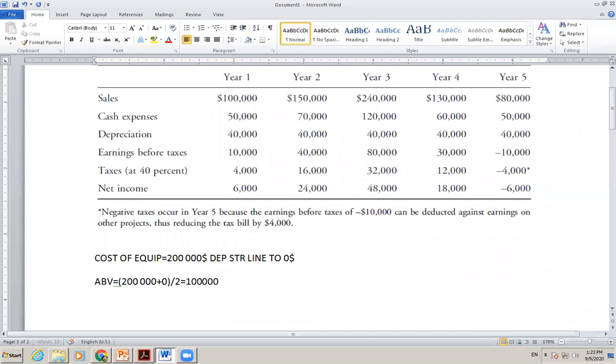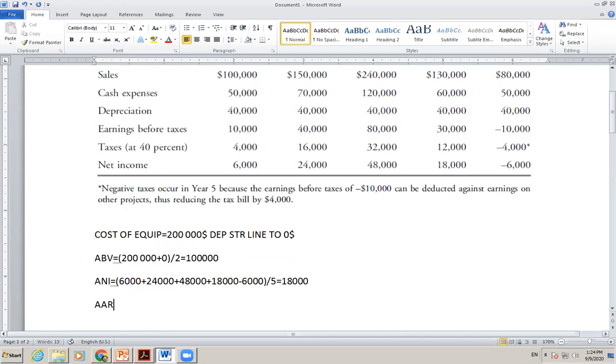And the average net income is equal to, you add all the net incomes: 6,000 plus 24,000 plus 48,000 plus 18,000 and minus 6,000. And all should be divided by the number of observations that you have used in net income here: 1, 2, 3, 4, 5. You divide by 5, and your average net income is equal to 18,000.